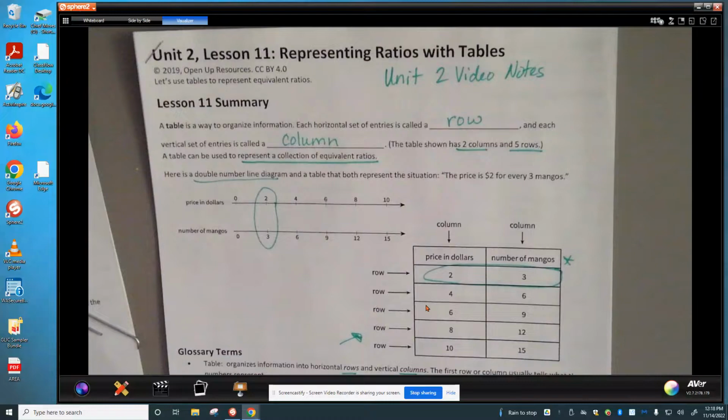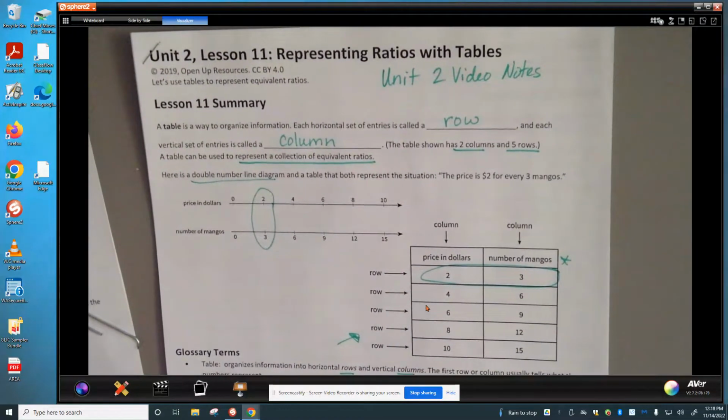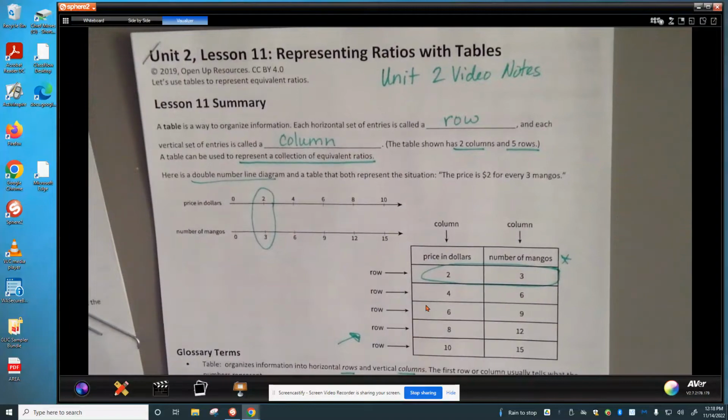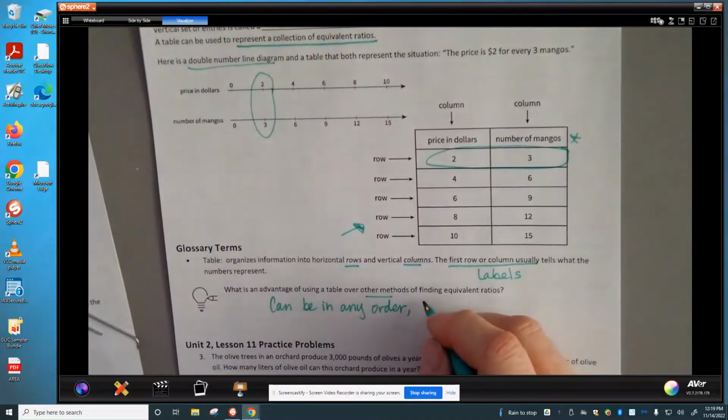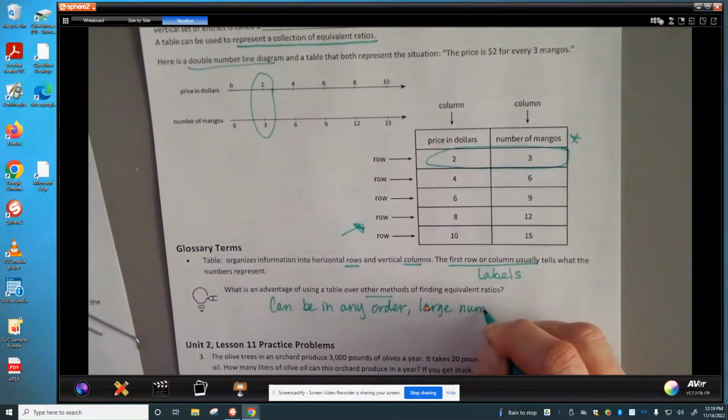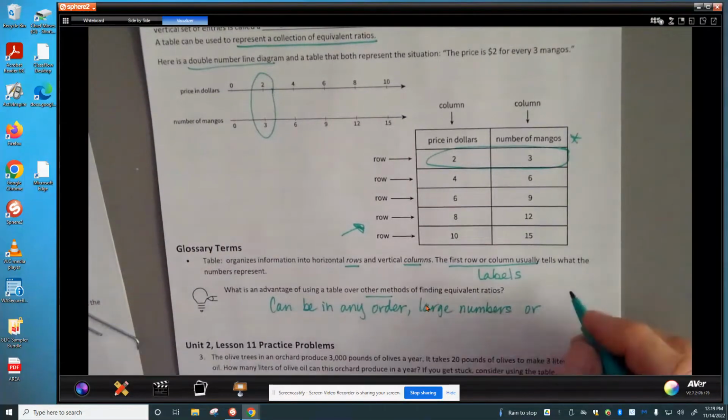What's the advantage of using a table over other methods? Tables you can use in any order. And it's easier sometimes for really large numbers or really small numbers.